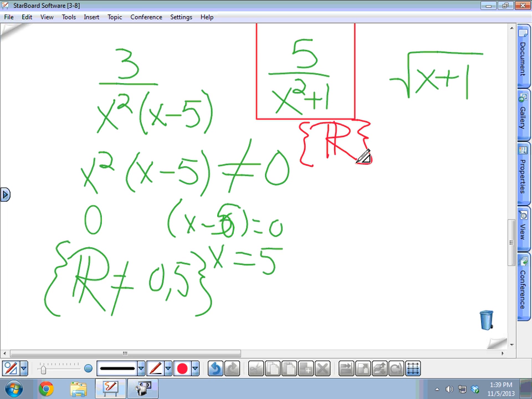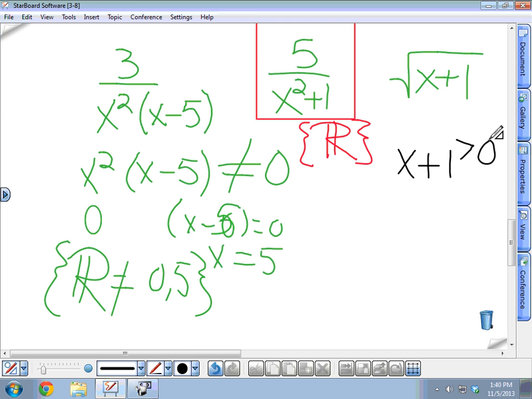Let's do the last one here. The last one is the square root of x plus 1. So what number can't you have here? Well, if x is 0, 0 plus 1... Right, you can't have any negative number under the square root. So x plus 1, guys, x plus 1 has got to be positive. It's got to be greater than or equal to 0. Okay? X plus 1 has to be at least 0.